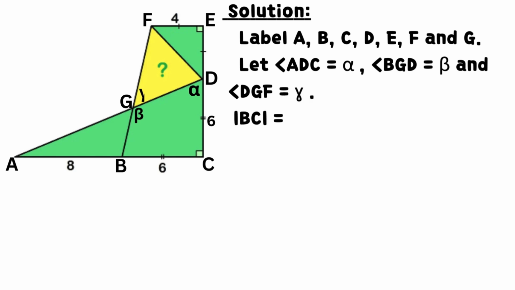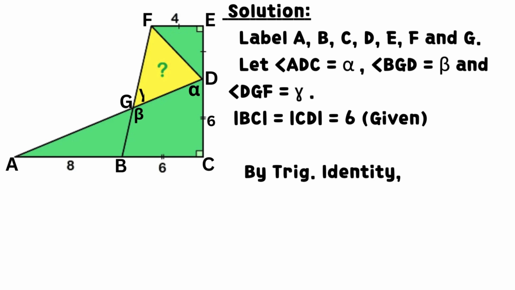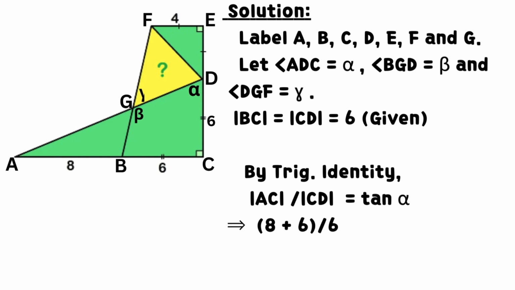Let angle ADC equal alpha. Angle BGD equals beta, and angle DGF equals gamma. Line BC equals line CD, which equals 6.